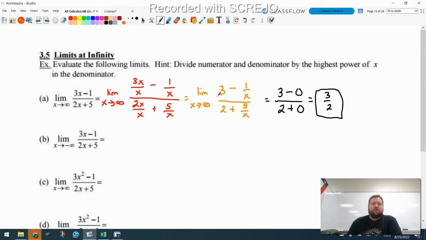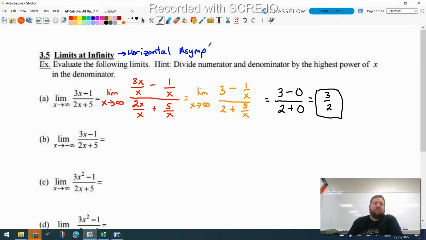All right, now what I want you to notice about that answer is if we go back to the original problem, that's simply dividing the coefficients in front of those x's. Okay, so hopefully that kind of makes you think about something. We've done something before where we divided the coefficients to get an answer. That something was horizontal asymptotes. That's what limits at infinity are. They are horizontal asymptotes.